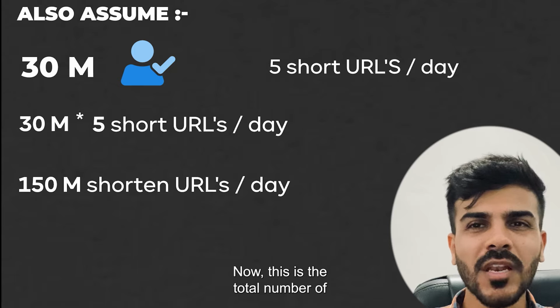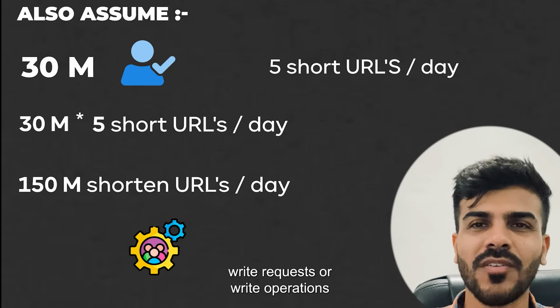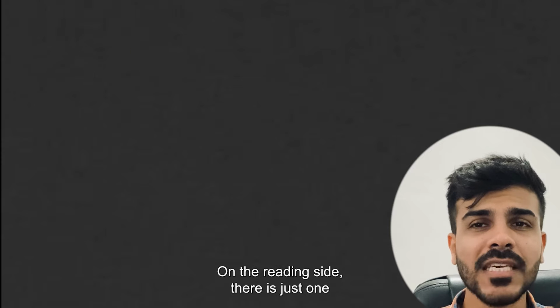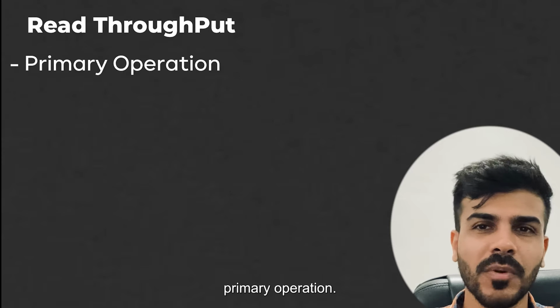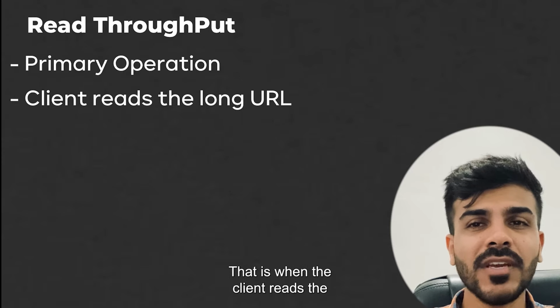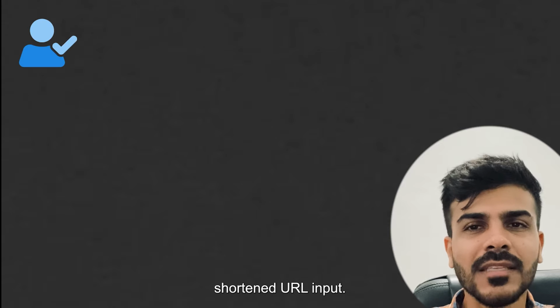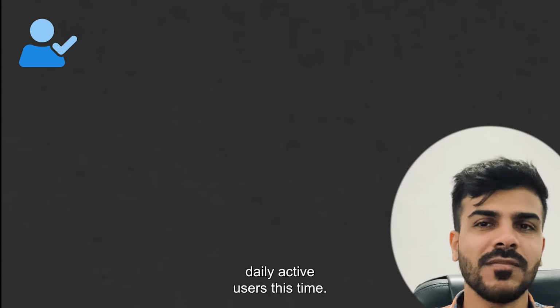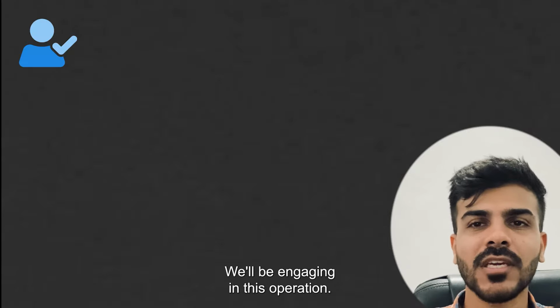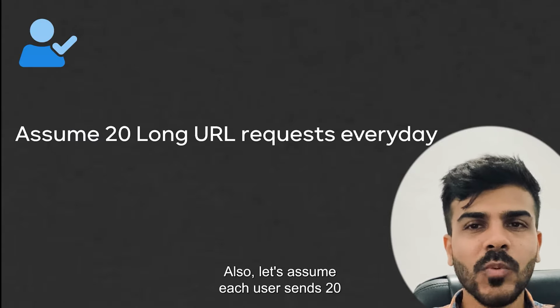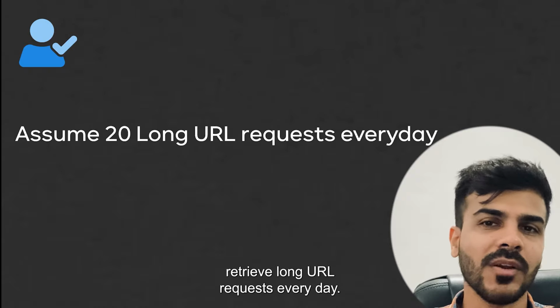This is the total number of write requests, or write operations, that our system will need to handle each day. On the reading side, there is just one primary operation. That is when the client reads the original long URL back, providing the shortened URL input. Let's assume that all of our daily active users this time will be engaging in this operation. Also, let's assume each user sends 20 retrieve long URL requests every day.